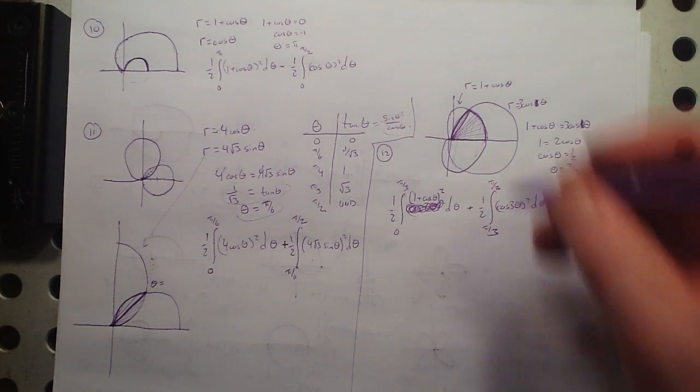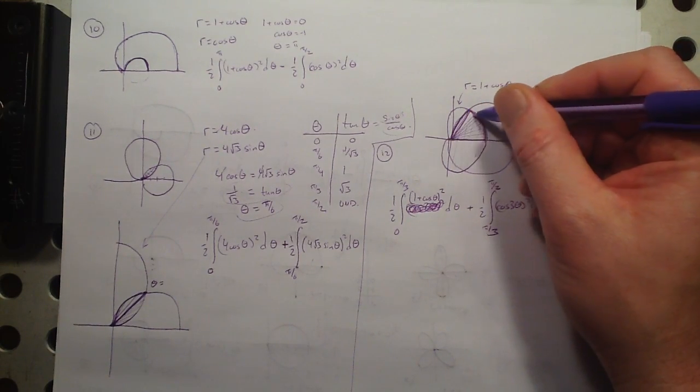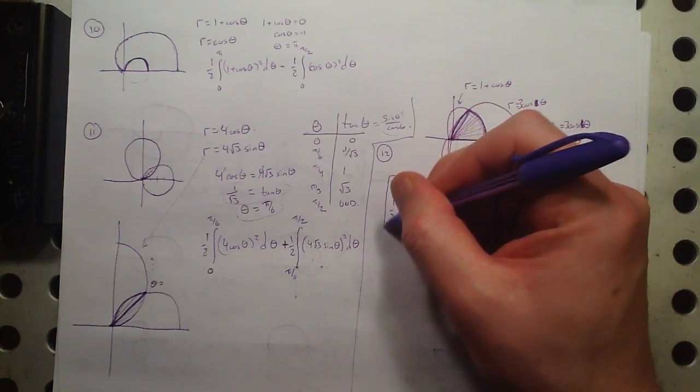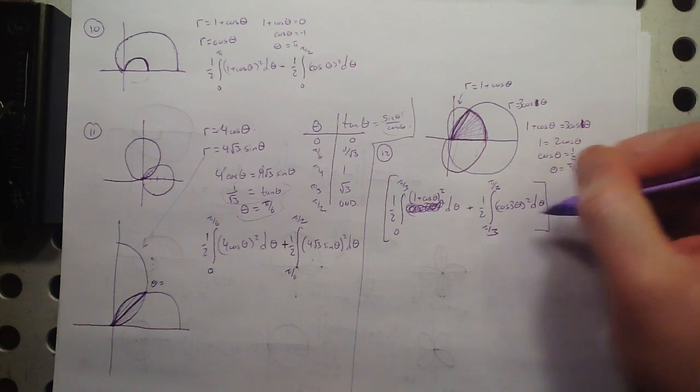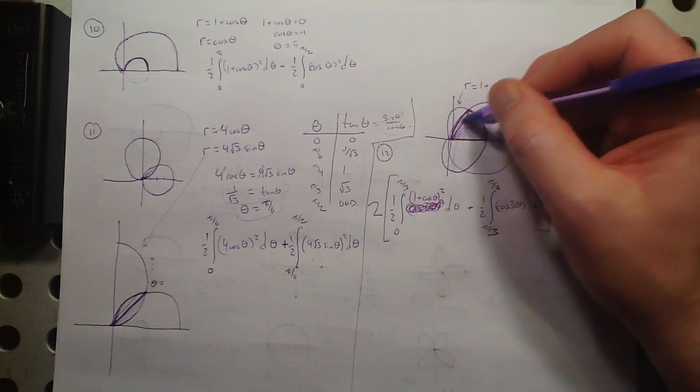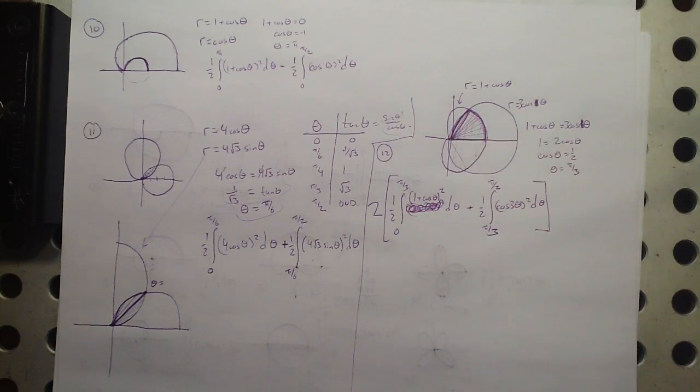Oh, and that's just the area of this, right? And I want the area of the whole thing, so I would have to double that. How would you do it if you weren't going to double it? That would be kind of tricky because you still have to break that up into two. So I think that's definitely the best way to do it there.